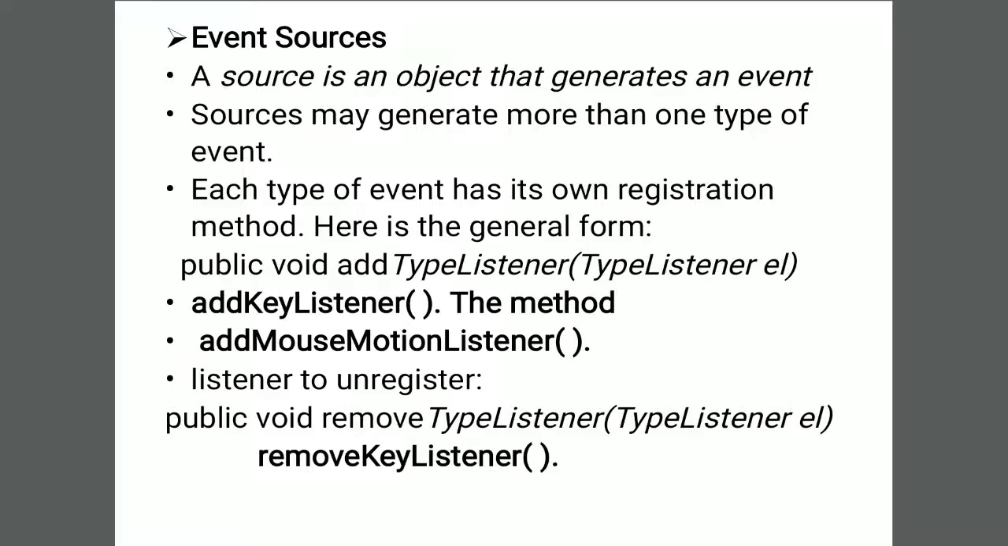The registered method can be unregistered also, by writing remove and the type of the event, say removeKeyListener. So the general form is public void remove Type Listener.